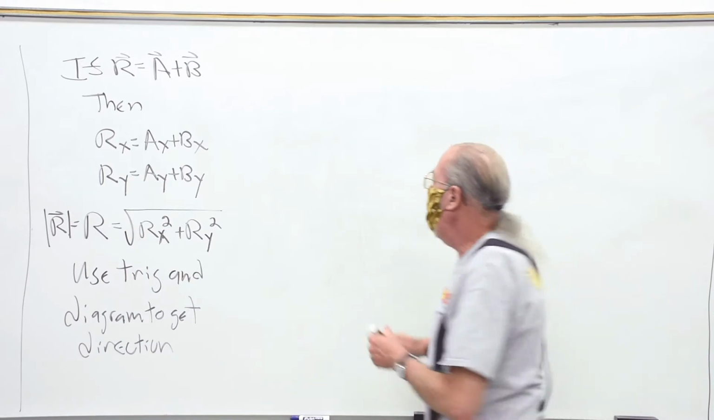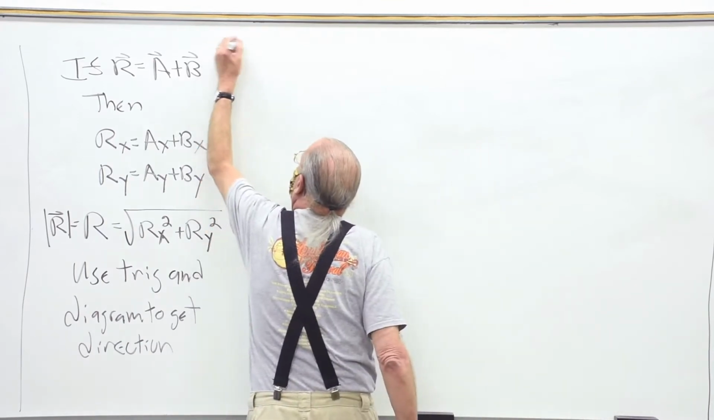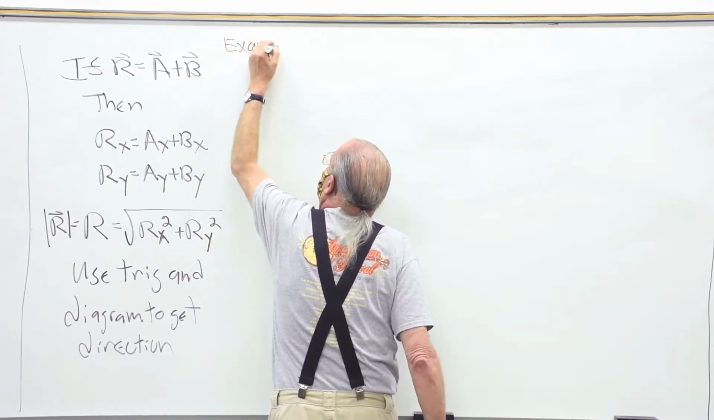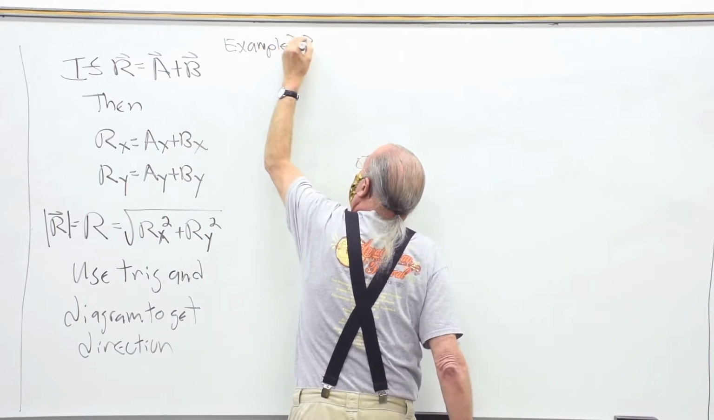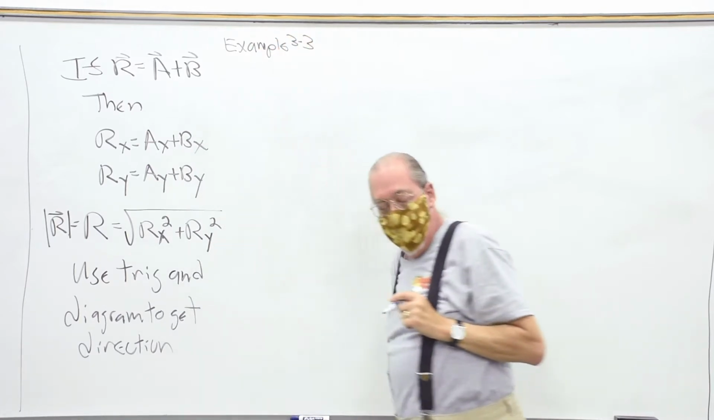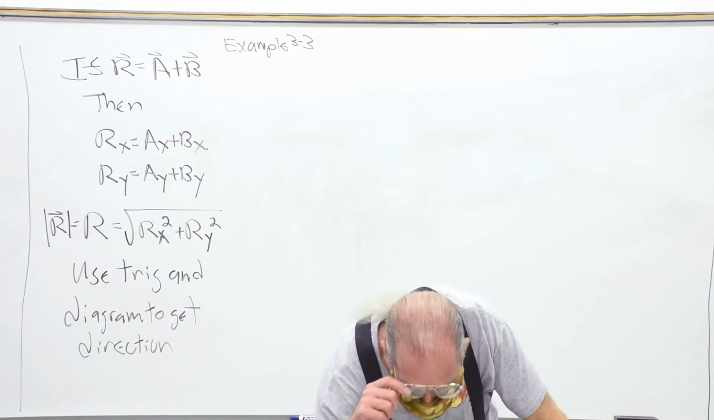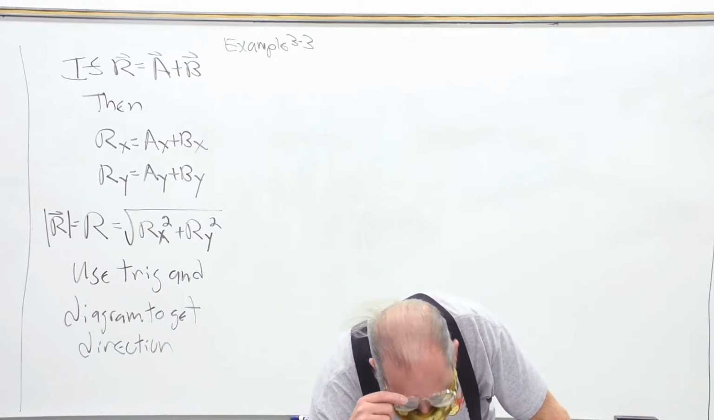All right, this is best shown. Example in the textbook 3-3. And what we're told here is an airplane has 3 legs.